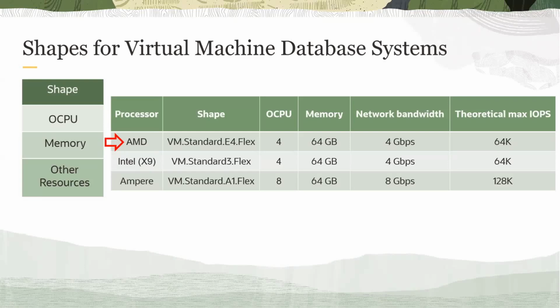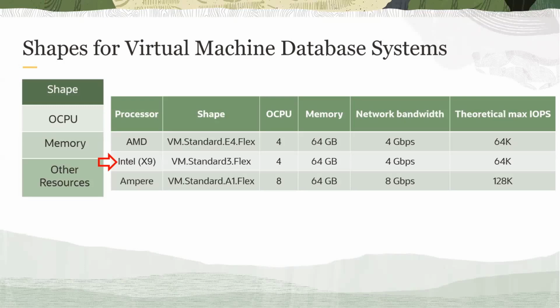From the naming convention of the shape, you notice that it's flex. Now, there are certain processors that don't have flex capability, but for this AMD shape, by the name of Standard E4 Flex, it shows you the number of OCPUs, and from that, it will then have a certain amount of memory, network bandwidth, and max operations. Your Intel processors have both fixed and flexible shapes, so the naming convention of the shape is important. With a fixed shape, the number of OCPUs and memory are allocated at instance creation time.